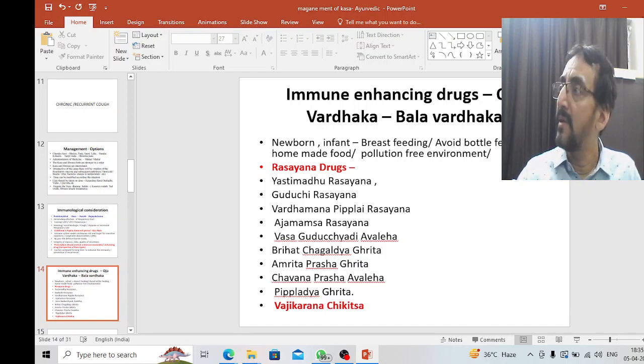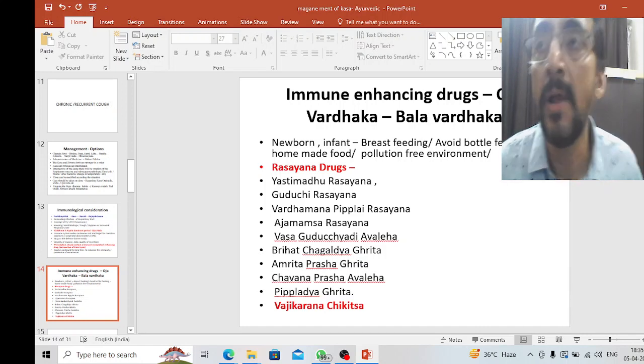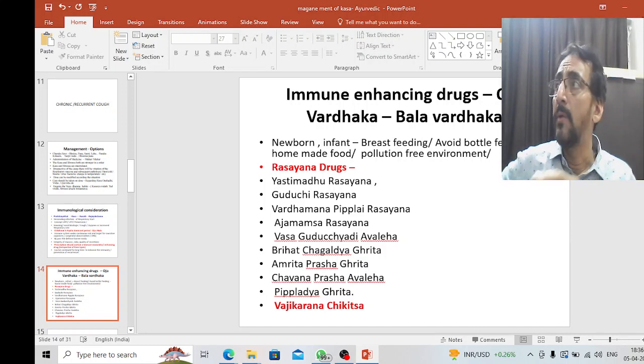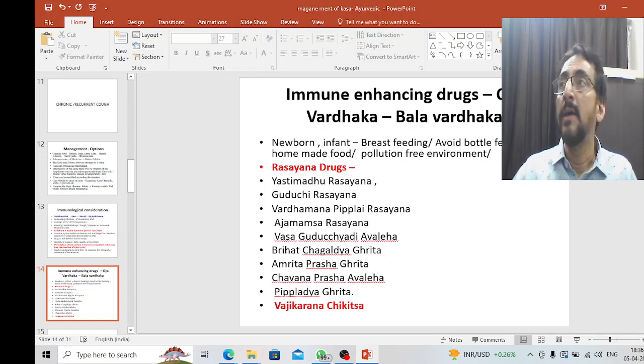Another important point in the newborn and infant: always try to avoid bottle feeding. Bottle feeding is another important cause of recurrent respiratory tract infection, and also of recurrent GIT infections; it is the most common cause. Then a pollution-free environment. These are some of the basic things we have to maintain to improve immunity. Now, if you go with drugs, some of the very common and beneficial drugs are Rasayana drugs.